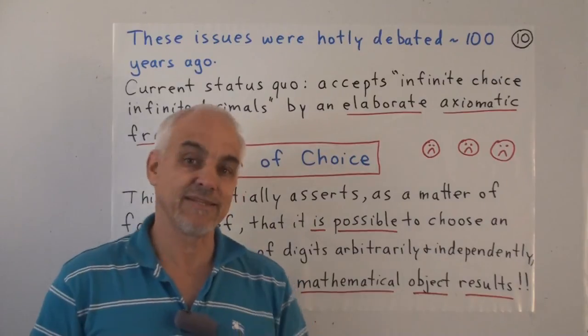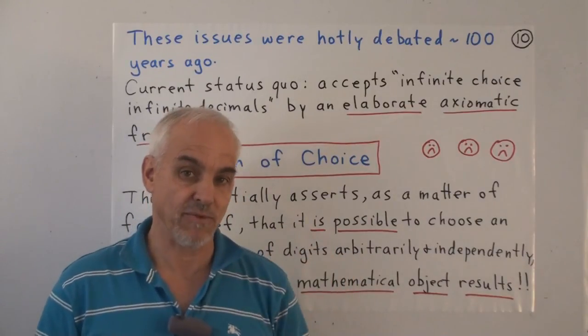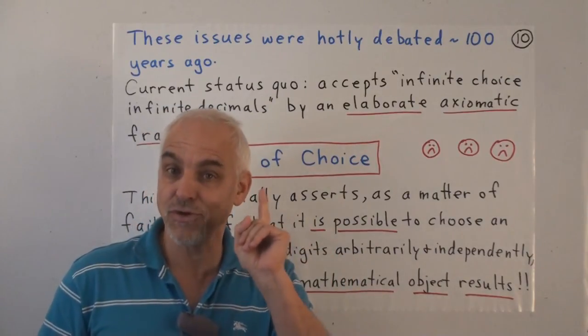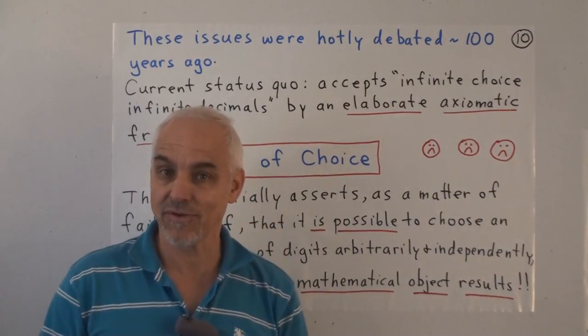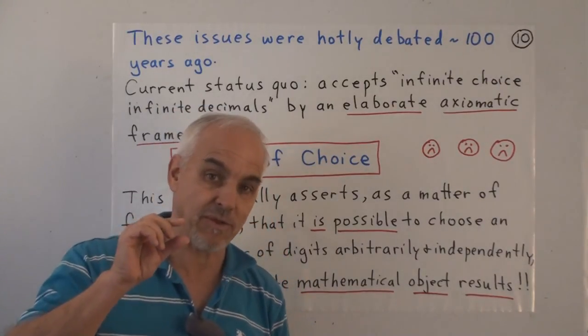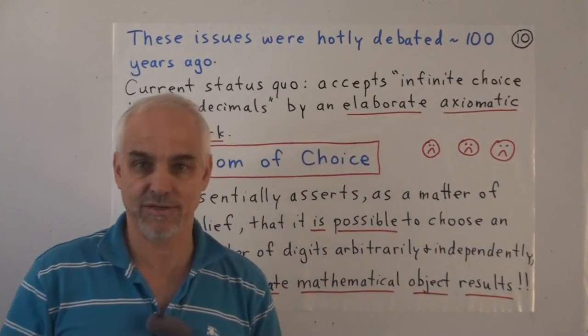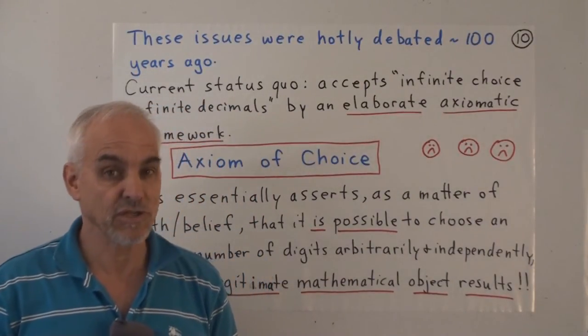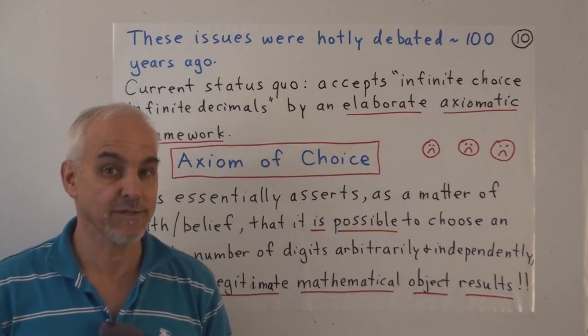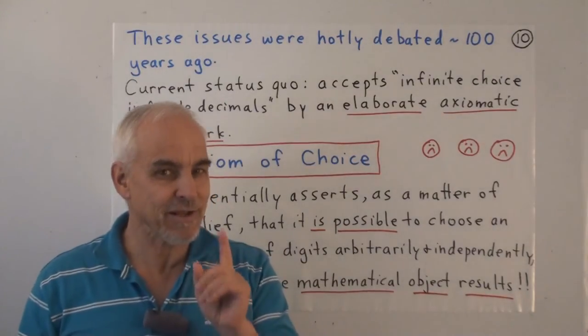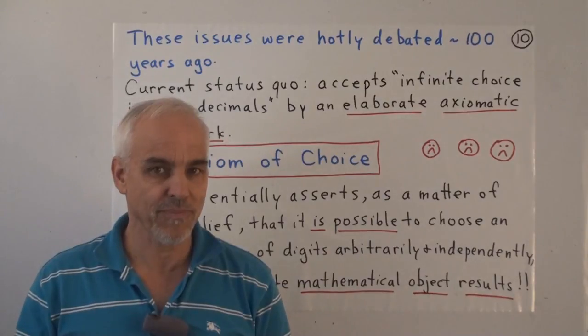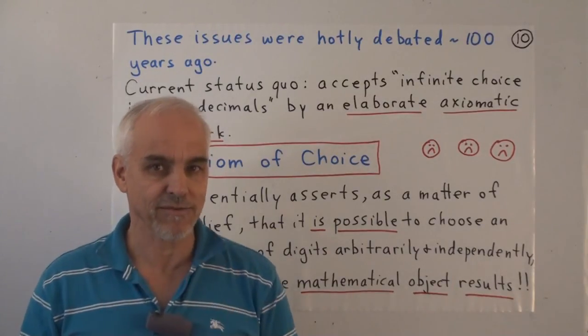Next time we're going to look at that second approach to infinite decimals, which is very different to the idea of infinite choice. The idea of an infinite decimal as an algorithmic or computational object. In fact, that turns out to be much more interesting and reasonable, but it still has some serious problems. Next time we're going to have a look at that.